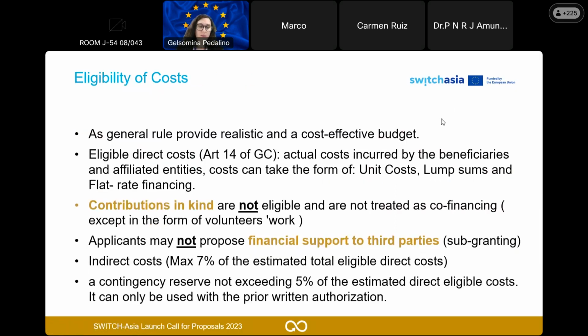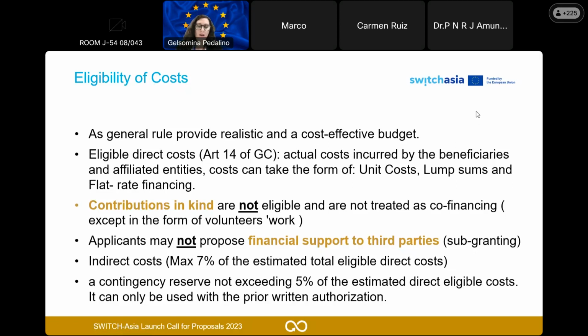Let's talk about the eligibility of costs, even if Guy has already listed all the eligible costs. At the concept note stage, you should know that only an estimation of the budget should be prepared. The fully detailed budget will arrive at the second stage, during the full application presentation, and only for entities that will be invited to apply. Eligible costs are costs directly linked to the outputs and the results. As a general rule, they should be realistic and cost effective.